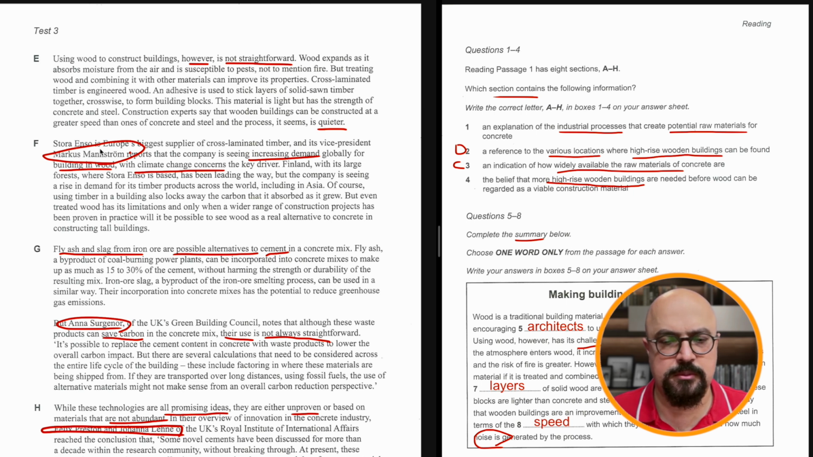No. Increasing demand globally for building wood. Okay, wood. Large companies seeing a rise in demand for its timber products across the world, including what was that? High-rise building can be regarded as a viable, okay, possible to see wood as a real option. So this seems to be okay. We have tall buildings here too. So this is likely to be the answer. I'm not really sure, but I write it for now here.